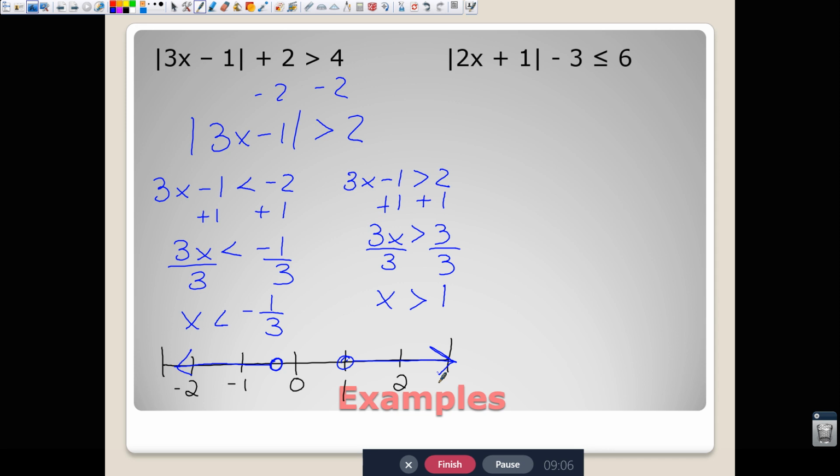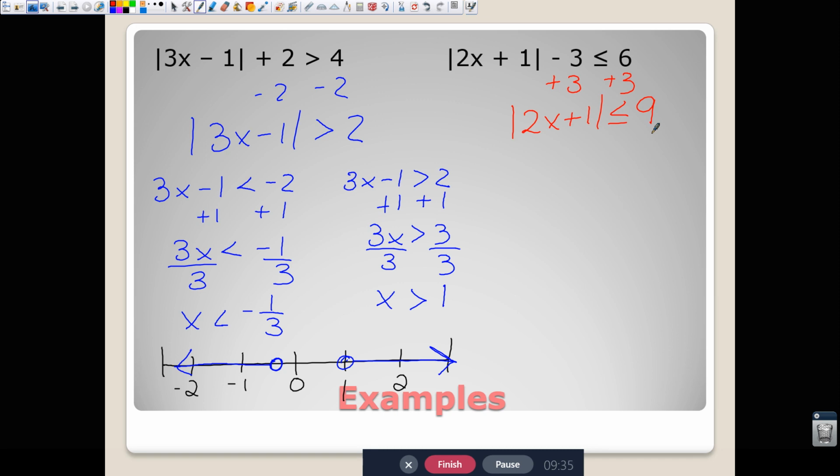One. So what do I need to do first? Add 3 to both sides, right? So I get the absolute value of 2x plus 1 is less than or equal to 9. So this is a less than or equal to, so it's an and. So it means it's going to be going together. Okay, so I'm going to have one long inequality.